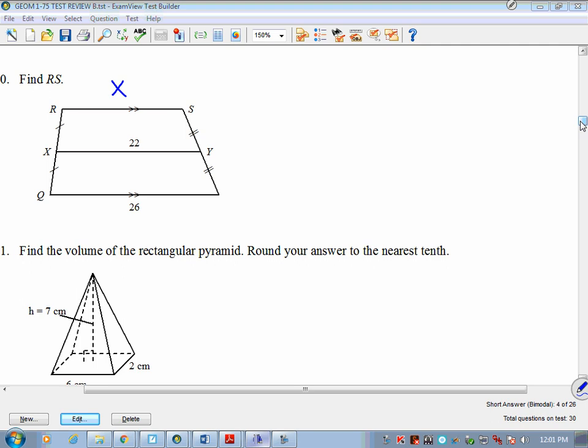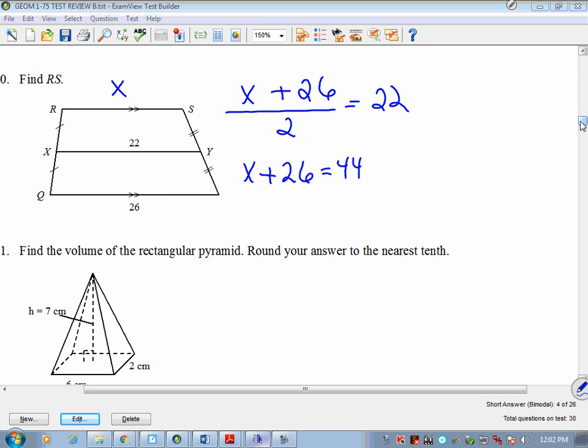So, all right, the way we want to do this is we're going to do X plus what? X plus what? 26 divided by what? Equals what? 22. All right. What am I going to do with the 2 in the denominator? Multiply it. So I get X plus 26 equals what? 44. What do I do with the 26? Subtract. 18.